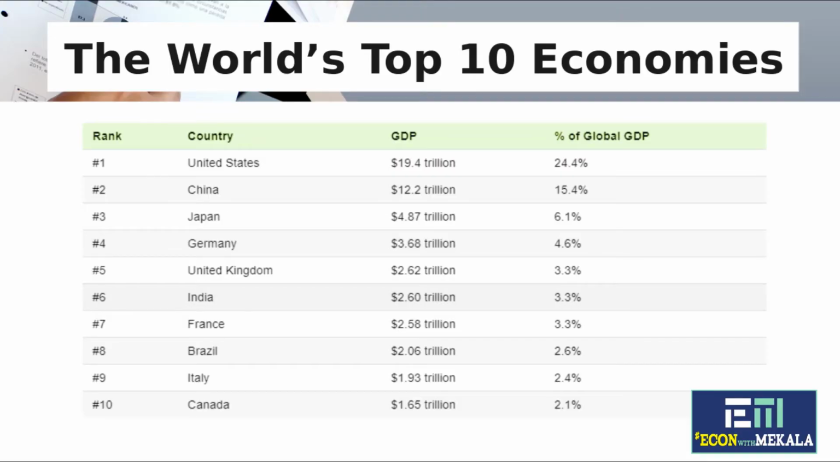This list shows the world top 10 economies. As you all can see, the United States is ranked as the world's largest economy, number 1. Starting from the United States, China, Japan, Germany, United Kingdom, India, France, Brazil, Italy and Canada. These are the world top 10 economies.